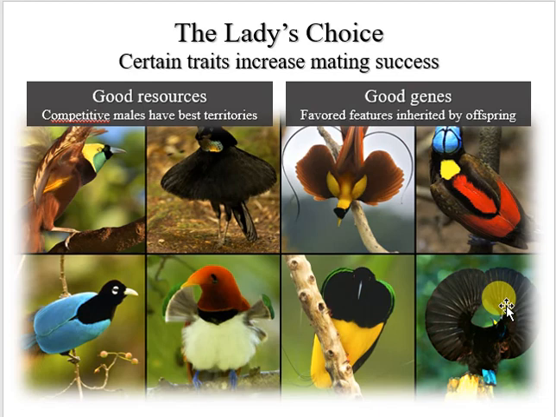One is good resources. So usually the most competitive males, or the males who win these competitions, oftentimes will secure the best territories. So by having these great territories, or by having the best territory, that secures a better home range for the female, better nesting sites, less predation, etc. So she gains better resources by having a better mate.